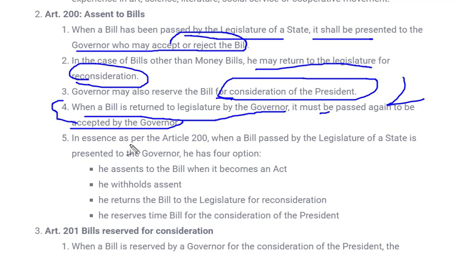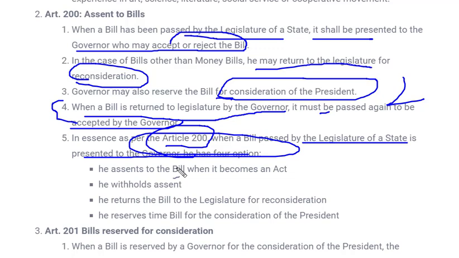Now as per the article, there is a special provision over here. When a bill is passed by the legislative assembly and presented to the governor, the governor has 4 options. I am telling this again and again, so it is repeated over here. If any bill is passed by both the houses and given to the governor, he has several options.